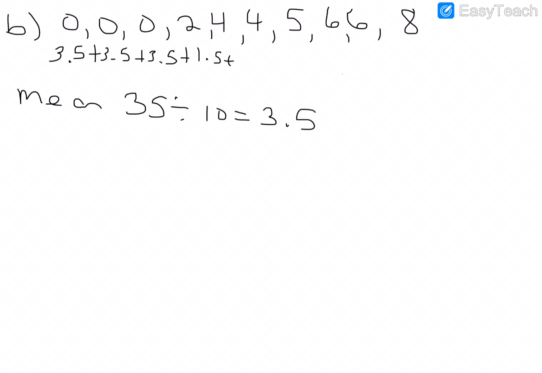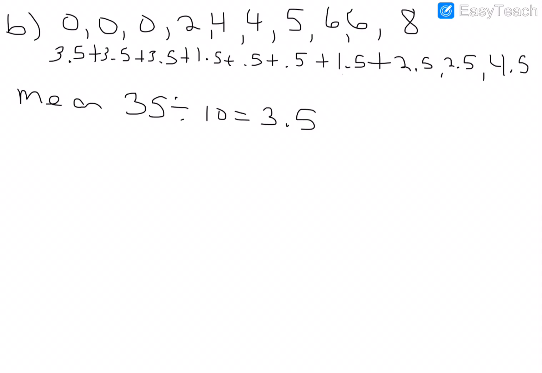The difference between 3.5 and 4 is 0.5. And then I have another 4, so it's another 0.5. The difference between 3.5 and 5 is 1.5. And then my 6, 2.5, 2.5, and then my 8. Difference between 3.5 and 8 is 4.5.